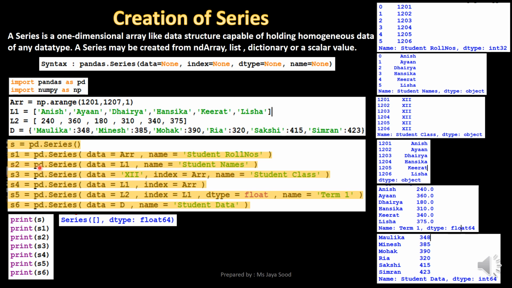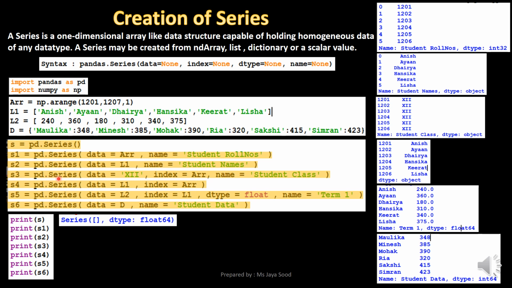S2 is a series which is created by passing the list of names L1 as the data and the name as student names. In the output, you may see that the default indexes are again 0, 1, 2 and so on, and the values are coming from the list of names L1. The name of the series is student names and the data type is object.